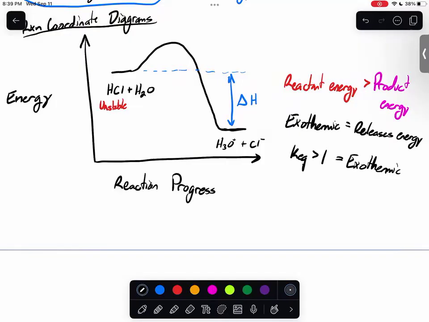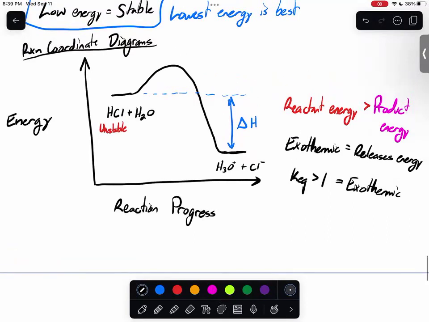And thermodynamics is just looking at how does energy change between two things? Is energy being absorbed into the system, which would be endothermic, or is energy being pushed out of the system, like we see here, which is exothermic? We also have kinetic parameters, and kinetic parameters are talking about speed.